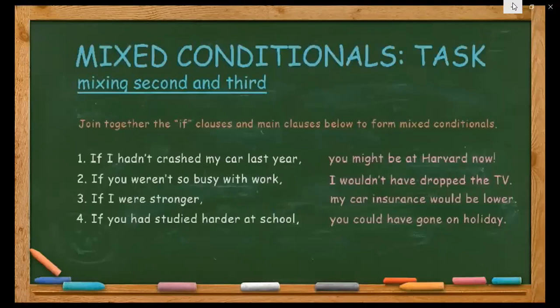Let's do the task for mixing second and third conditionals. Join together the if clauses and main clauses below to form mixed conditionals. Here are the answers. Number 1. If I hadn't crashed my car last year, my car insurance would be lower. 2. If you weren't so busy with work, you could have gone on holiday. 3. If I were stronger, I wouldn't have dropped the TV. And 4. If you had studied harder at school, you might be at Harvard now.